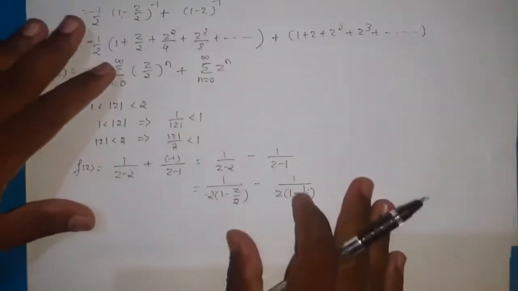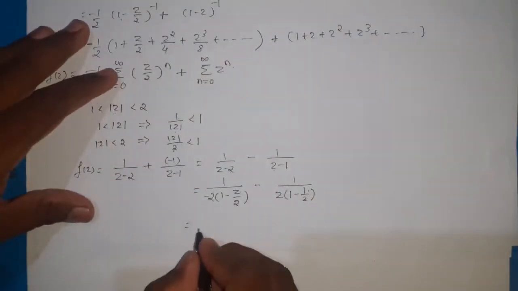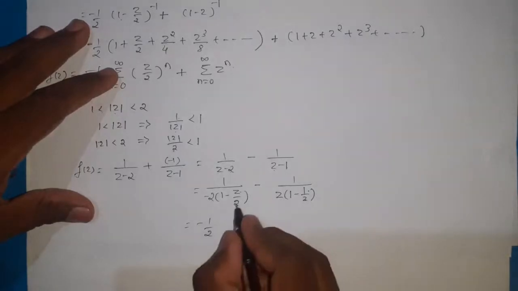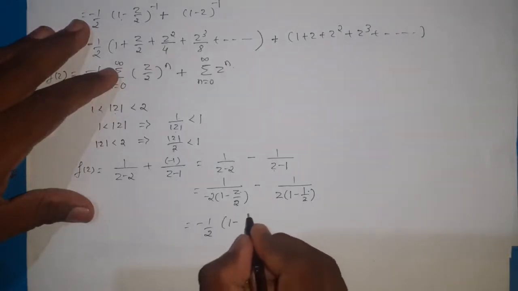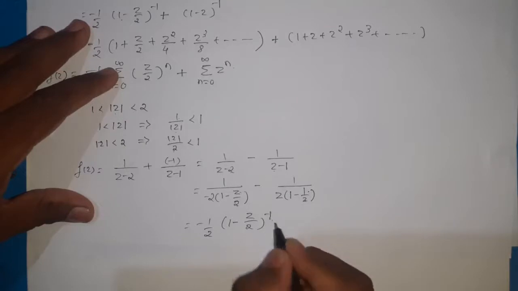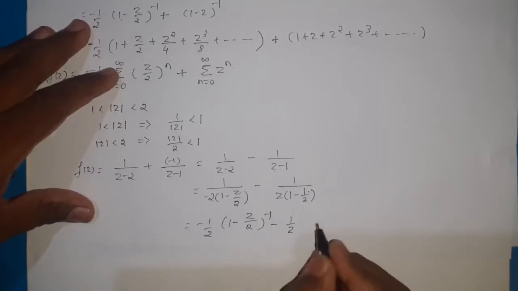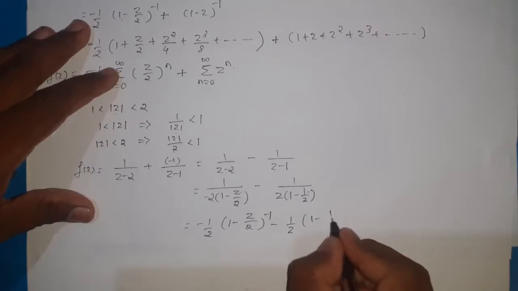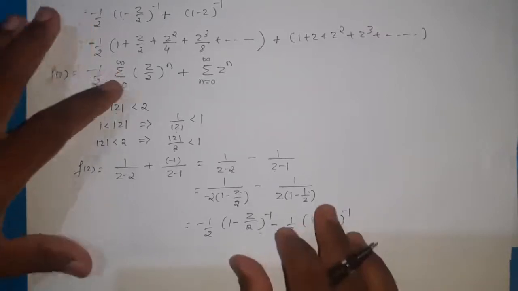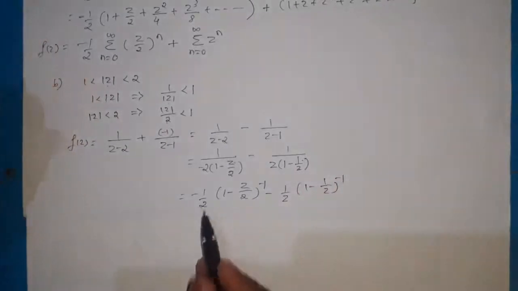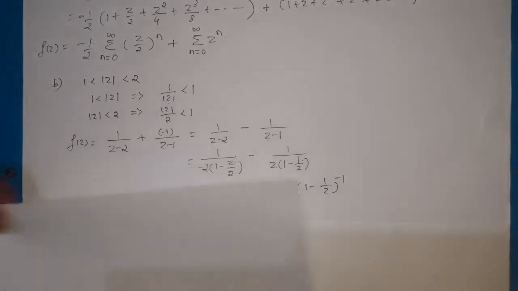So therefore now this is equal to -1/2 as it is, then take this to the numerator, (1 - z/2)^(-1), and minus 1/z as it is, and take this (1 - 1/z) to the numerator. So now this becomes -1/2 (1 - z/2)^(-1) - 1/z (1 - 1/z)^(-1).